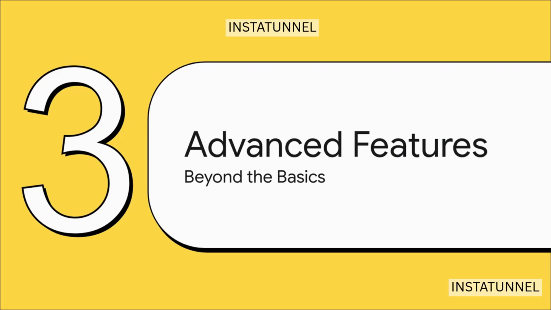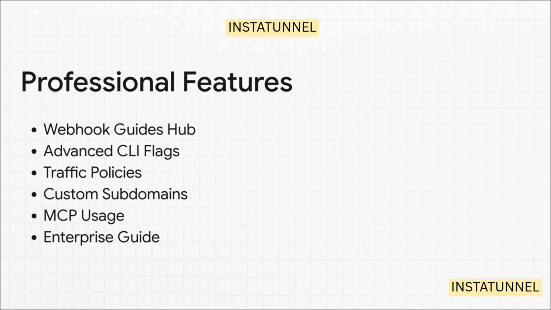But Instatunnel isn't just about simple one-off forwarding. While getting started is incredibly easy, there's a whole world of powerful, professional-grade features waiting for you when you're ready to go a little deeper. Let's take a quick look. You can really dive in with advanced command line flags, you can set up custom subdomains to make things look more professional, and you can even implement traffic policies to inspect or change requests as they come in. Plus, they have a ton of guides for specific stuff like webhooks or even enterprise-level use cases. This shows it's a tool built for both the quick and dirty tasks and for really complex, long-term workflows.